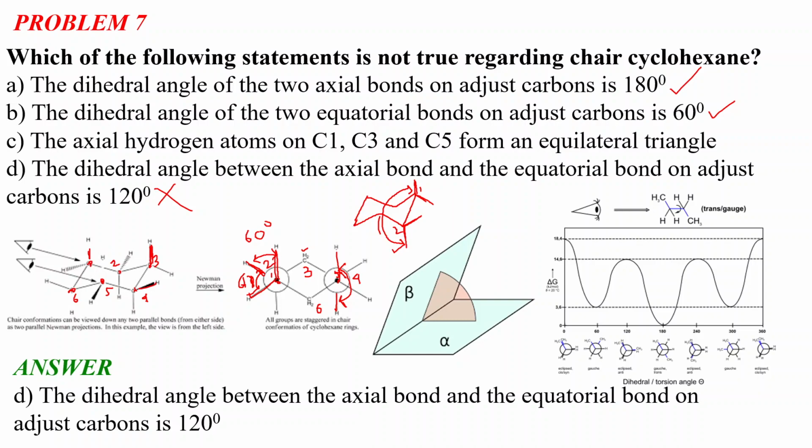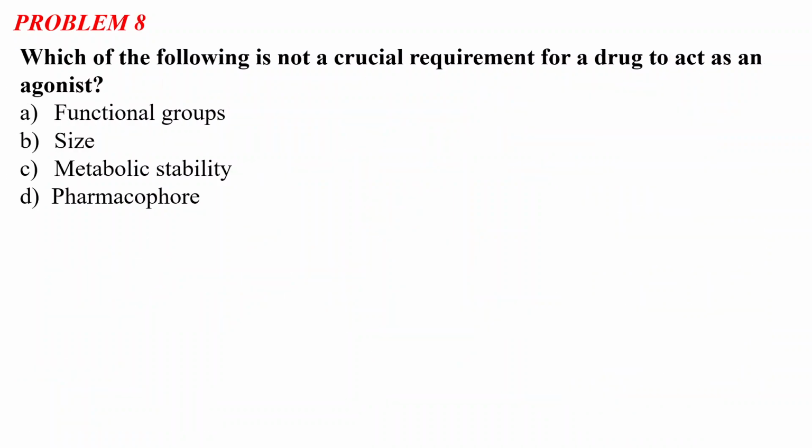Okay, so next we move to our next problem. It says: which of the following is not a crucial requirement of a drug to act as an agonist? Number A, functional groups. Number B, size. Number C, metabolic stability. And number D, pharmacophore. So you have to find out which is not a crucial requirement for a drug to act as an agonist.